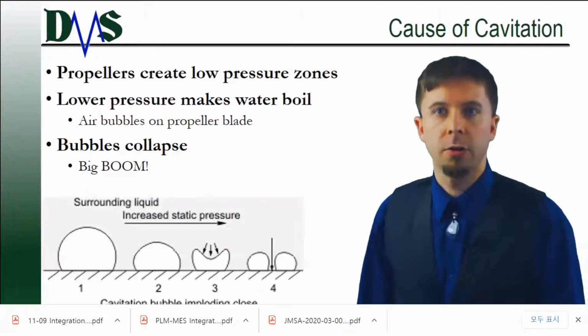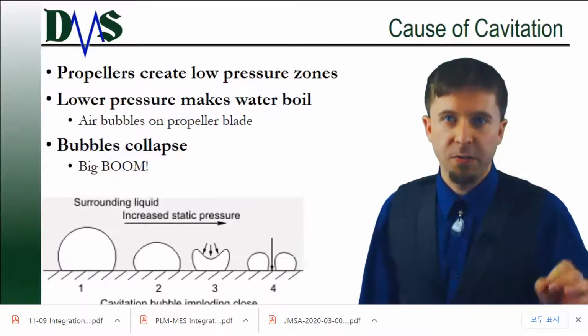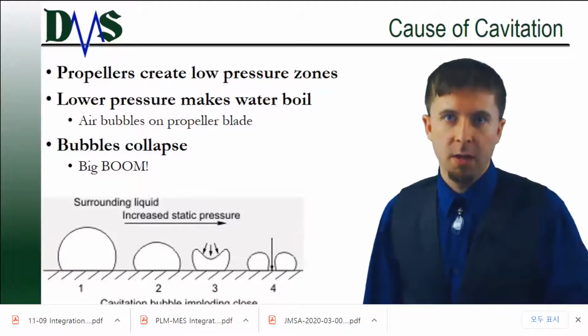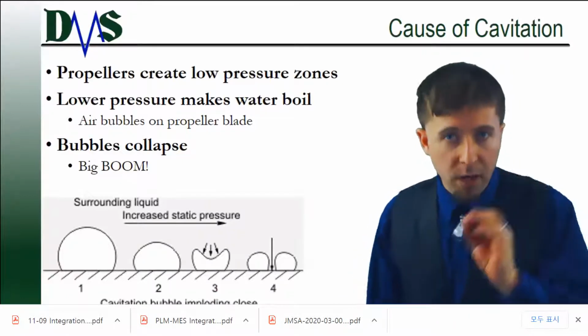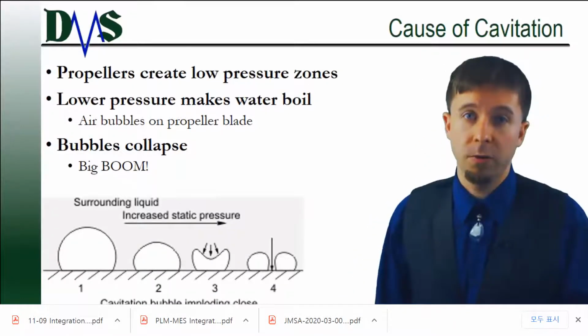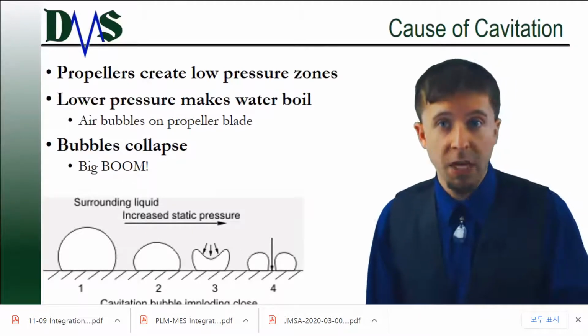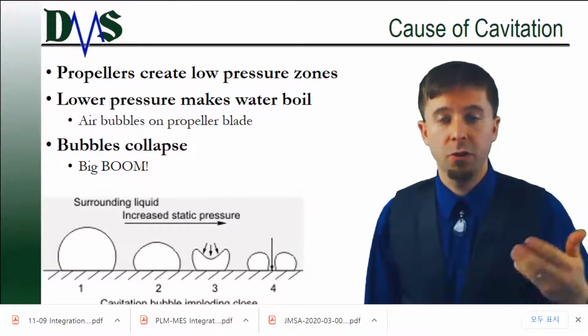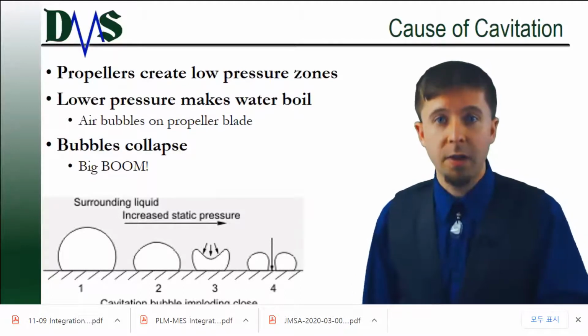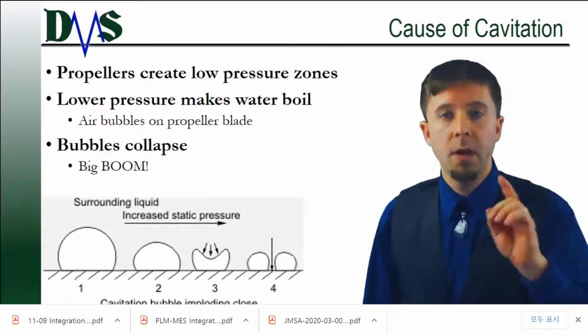Well, cavitation occurs when small air bubbles form against a propeller blade. See, the bubbles form because the water actually boils. We know that the boiling temperature of water will change depending on the pressure. Take a pot of water to the top of a mountain and it boils at a lower temperature than it did at sea level, all because that pressure is lower.